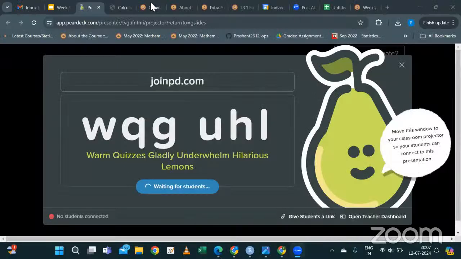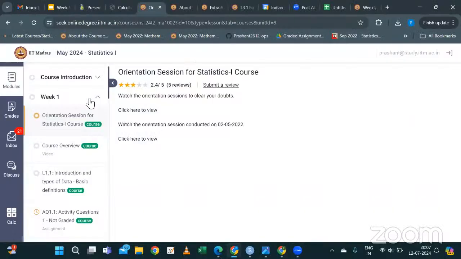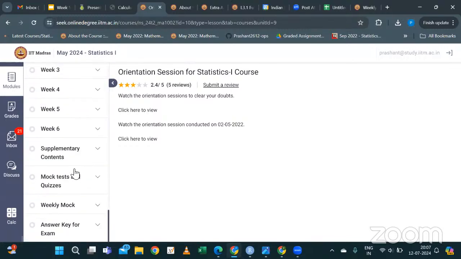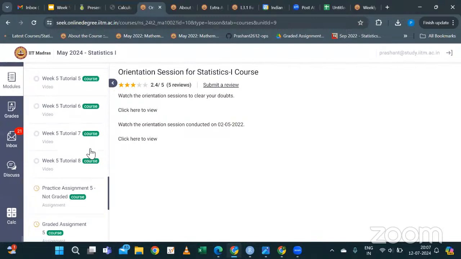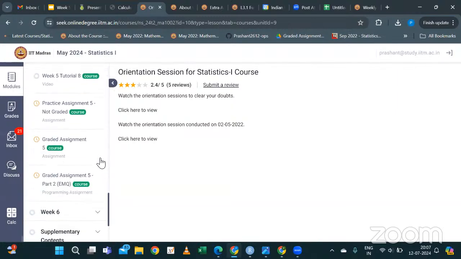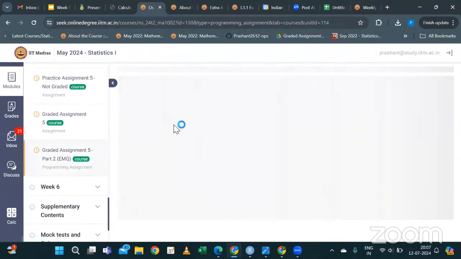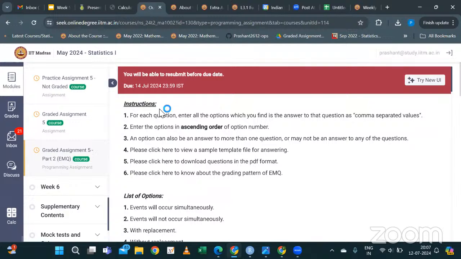I have also covered the content till week 6, but I have a doubt on how to solve the EMQ assignment. So see, for the EMQ assignment, you should read the description part. If you go to this EMQ part, you can simply see how to do it. I have some questions in this slide which I will discuss today. Just read this, it will be clear to all of you.